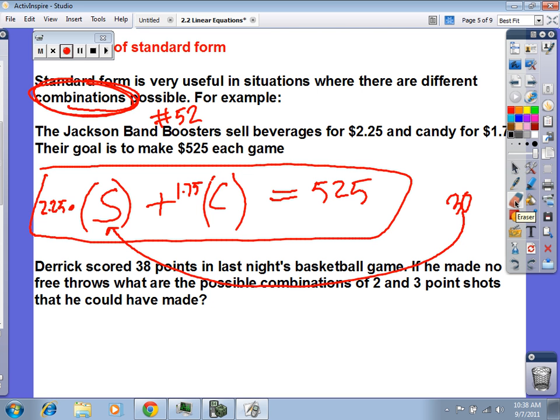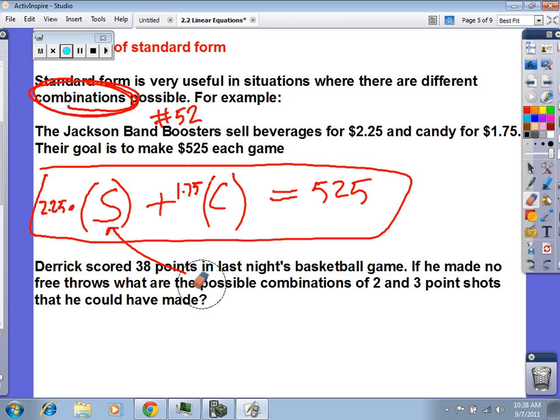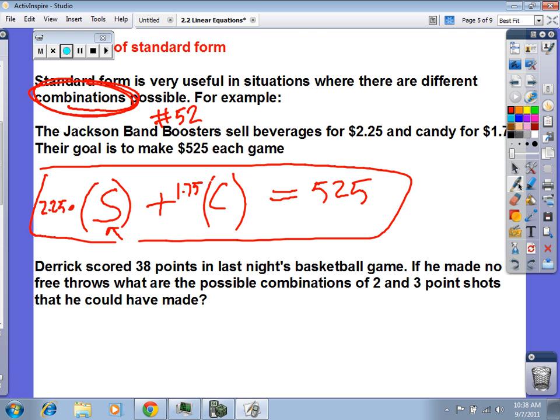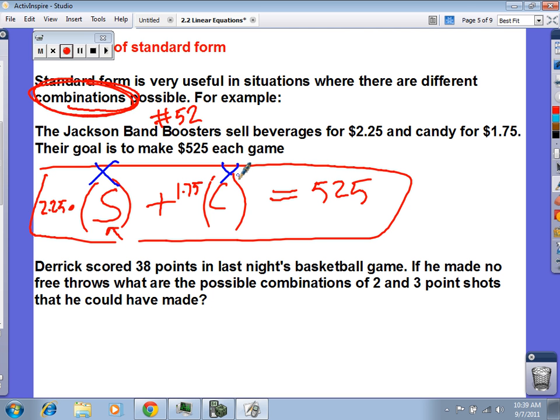Now let me ask you this. There's different combinations, right? I can sell one soda, but then I would have to sell a whole lot of candy bars. Or I could sell a ton of sodas and not very many. There's more than one answer, isn't there? Okay, that's called a combination. So standard form, look. What is your X and your Y? Here's X and here's Y. It doesn't really matter which one's which. I just put X because that's what we want first.